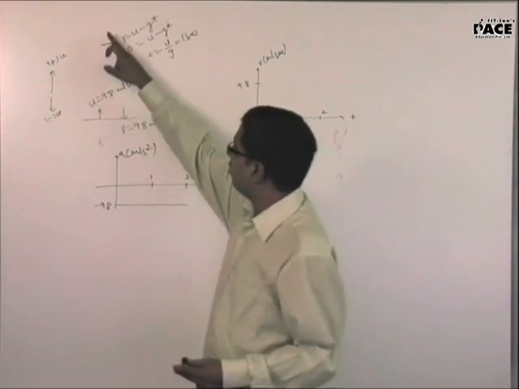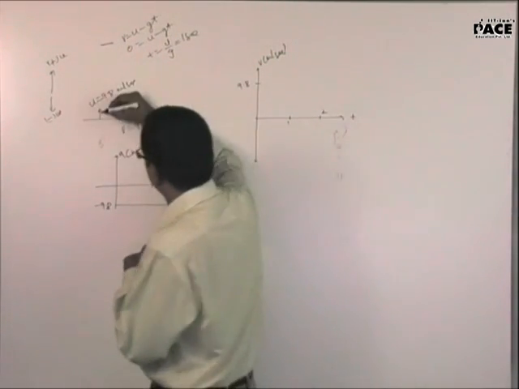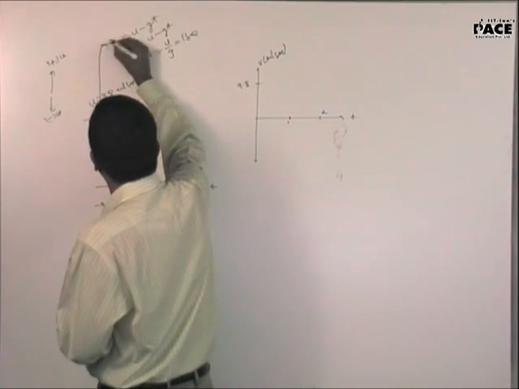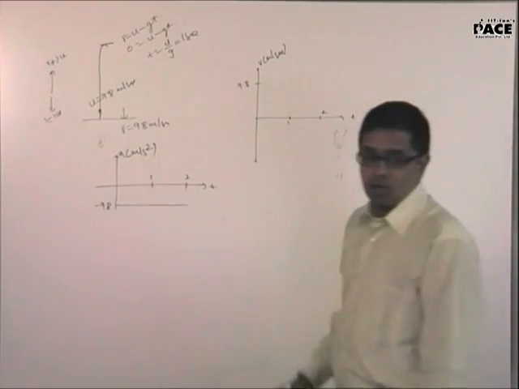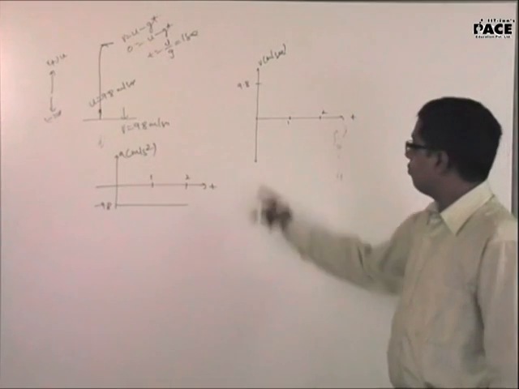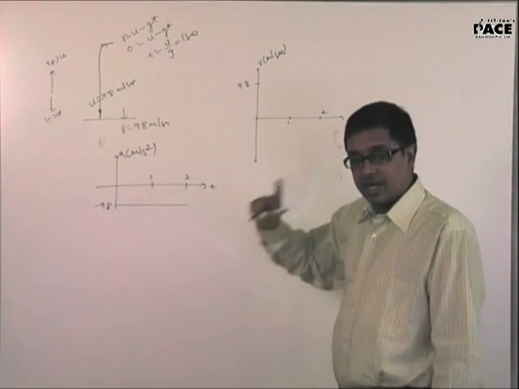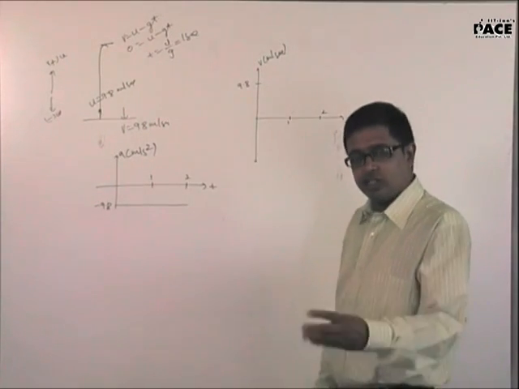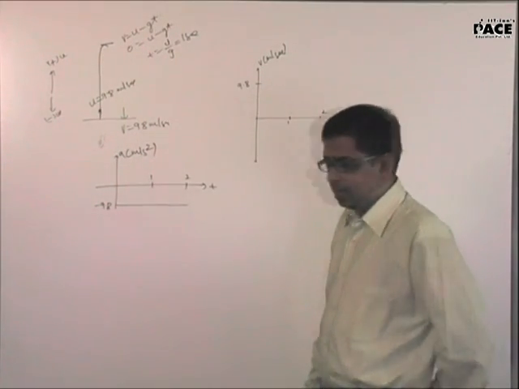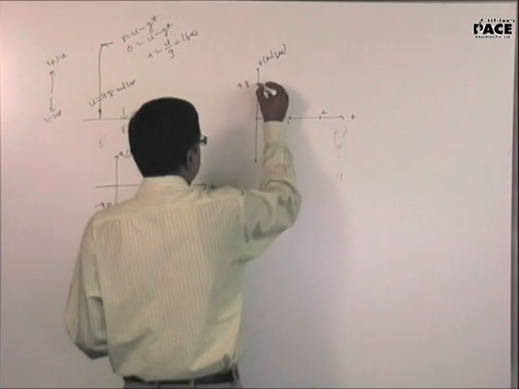But after 1 second when the body reaches the highest point, the velocity there becomes 0. So from 9.8, I should reach the x-axis in 1 second. And the acceleration is uniform, so it should be a straight line. And that straight line should be giving me negative slope.